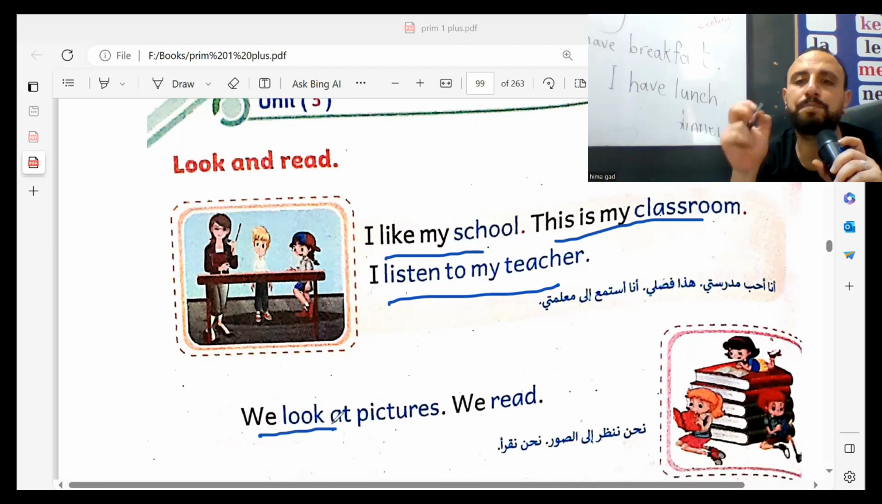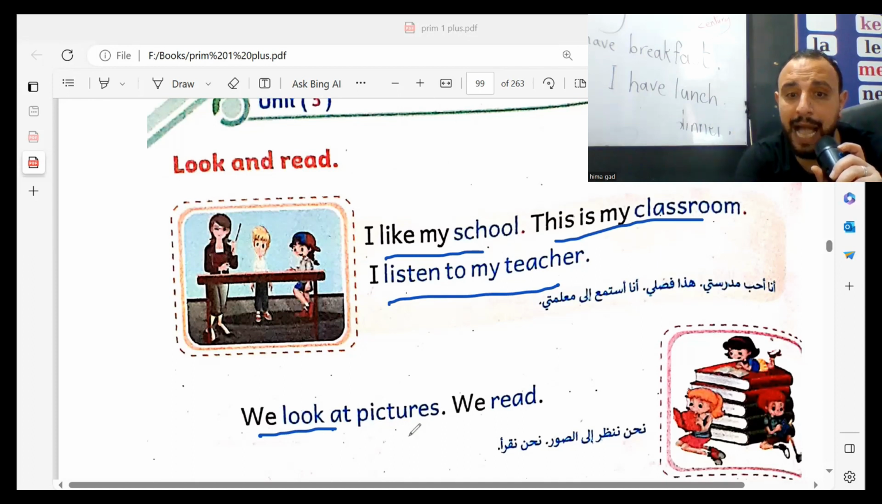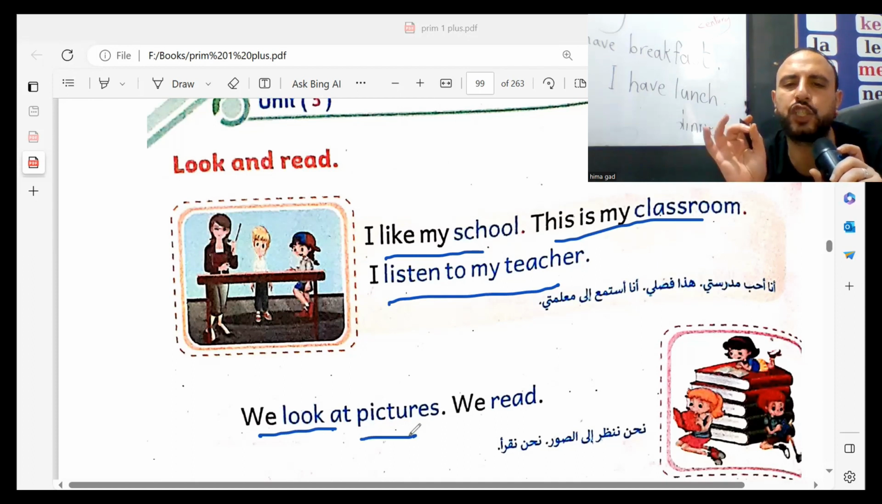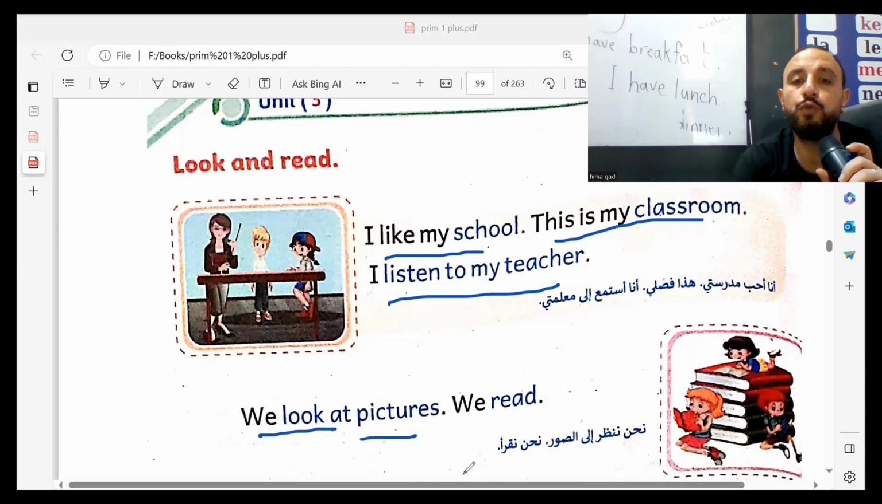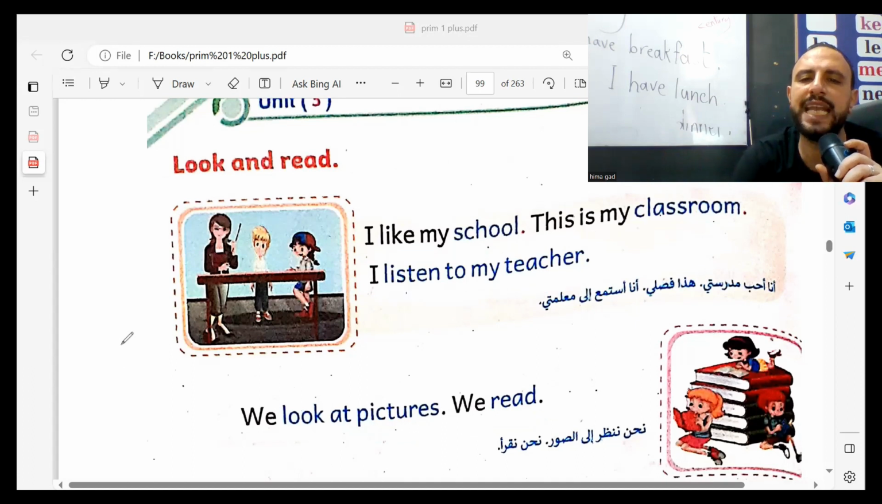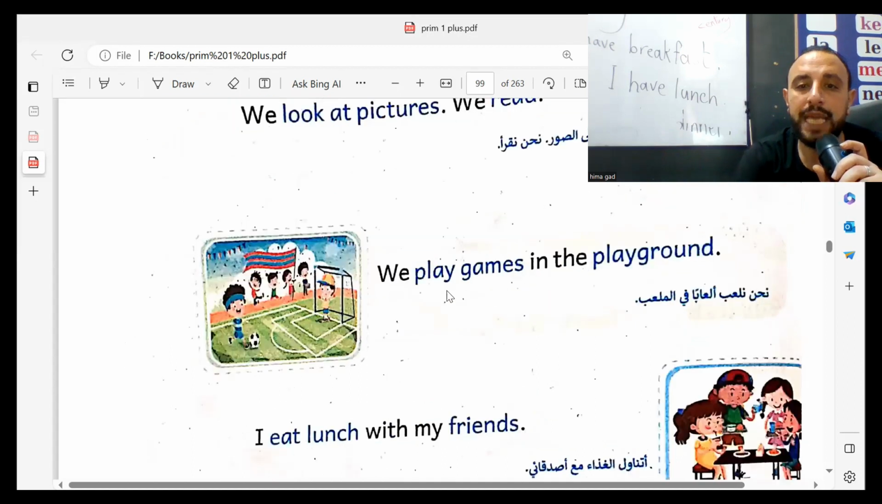We look at pictures. We read. We play games in the playground.